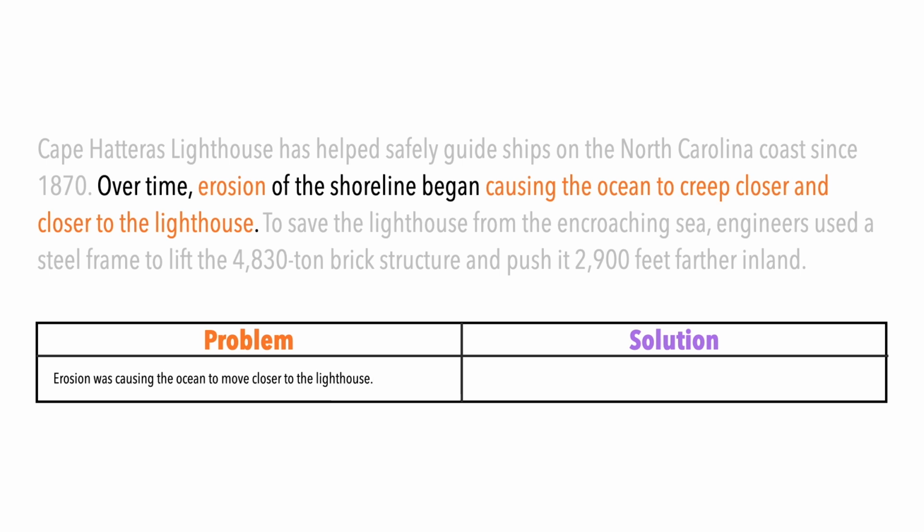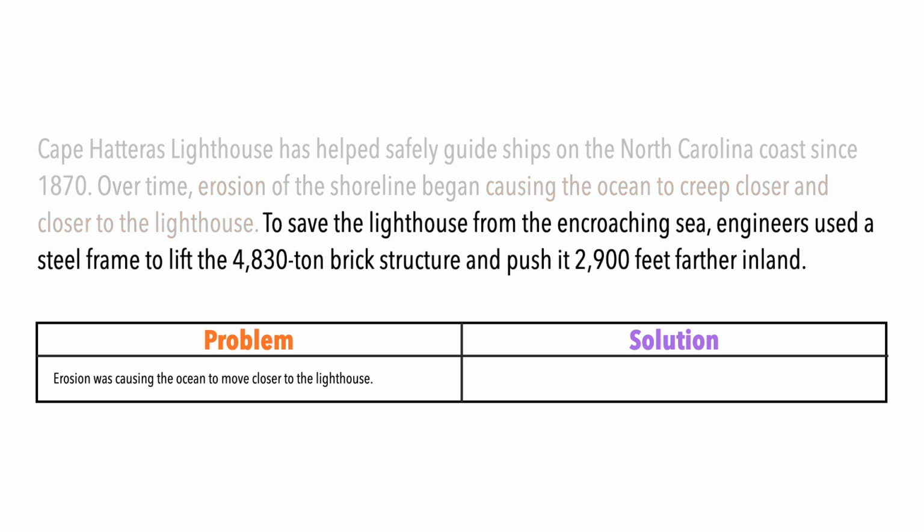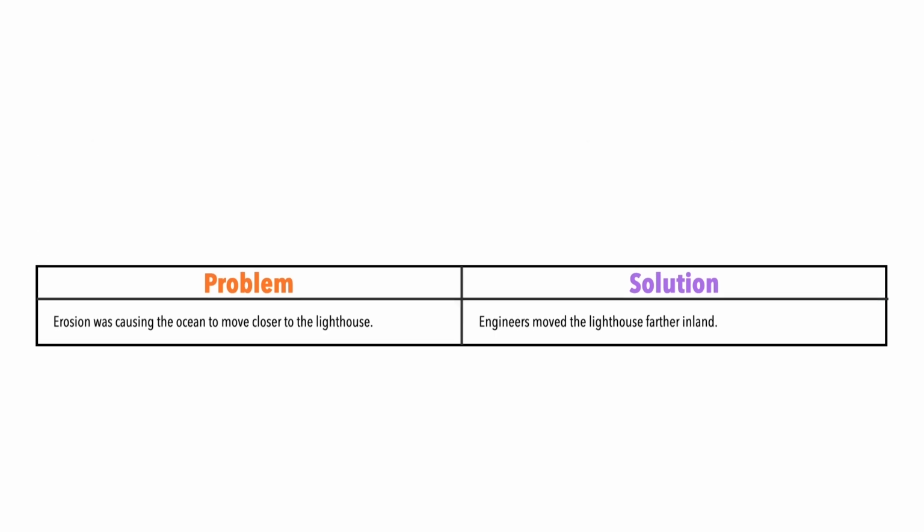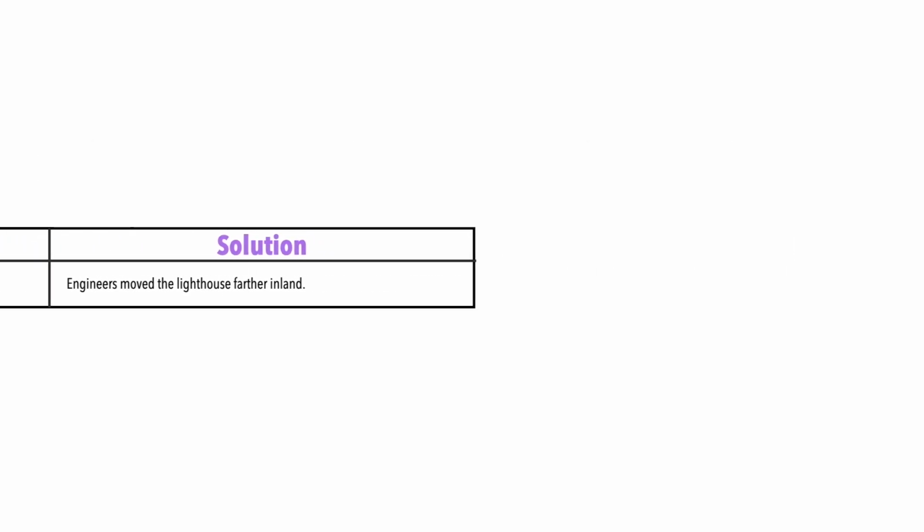Now that we've got our problem, let's turn back to the text. To save the lighthouse from the encroaching sea, engineers used a steel frame to lift the 4,830-ton brick structure and push it 2,900 feet farther inland. Oh wow, so engineers fixed this issue by moving the lighthouse even farther away from the sea. There's our solution. Nice work. Let's move on to our final text structure.